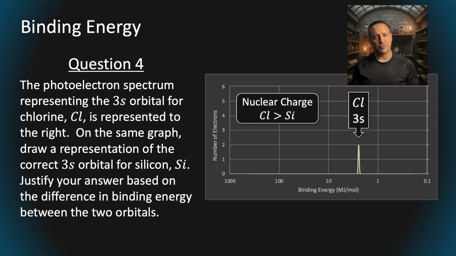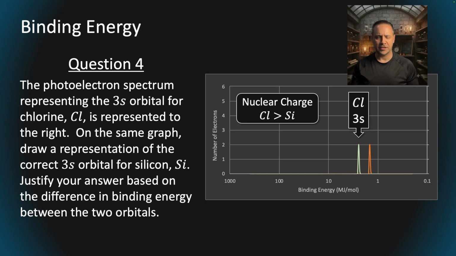That means the 3s peak for chlorine will have a higher binding energy. The peak for silicon should be further to the right. The exact placement doesn't matter as long as you're to the right of the peak given. These will typically be multiple choice questions, so you'll have to pick the correct justification instead of writing it out. But if you can write it, you can pick it.